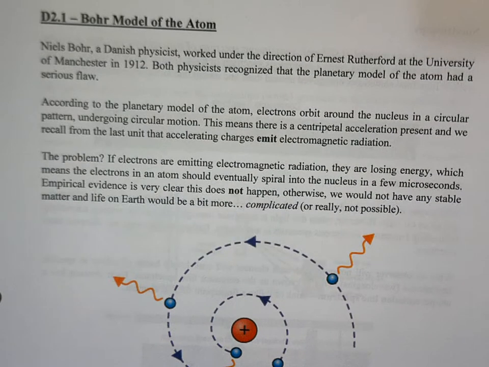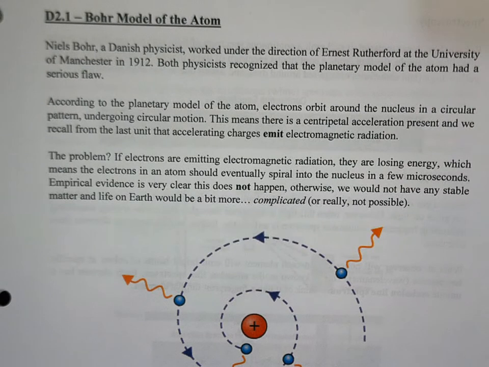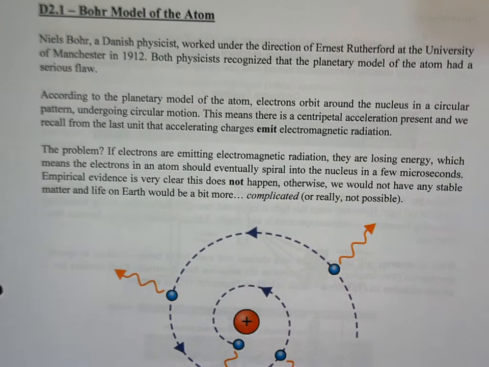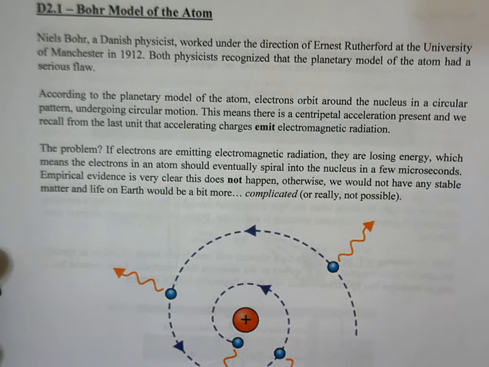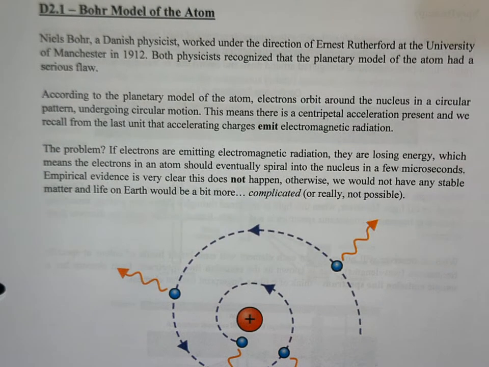So Niels Bohr, you may have heard of him in Science 10 when you had to do the Bohr model of the atom. He worked under Ernest Rutherford, and he and Rutherford recognized that the planetary model, or the Rutherford model, had a really, really serious flaw that Rutherford knew about but kind of went, whatever.